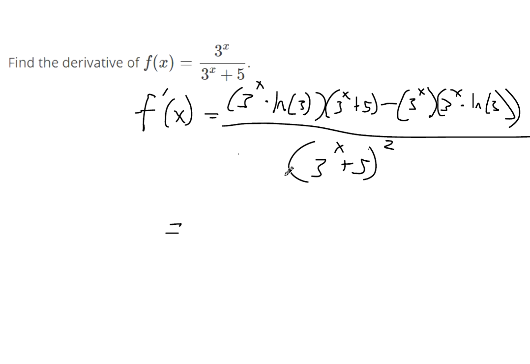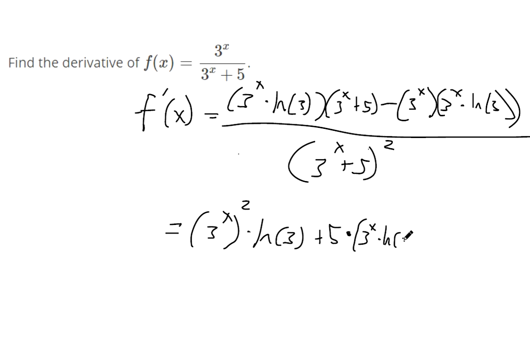So 3 to the x times 3 to the x makes 3 to the 2x, or you could say 3 to the x squared because it's multiplying by itself, times natural log 3. And then here times this, we just have to have that 5 as a coefficient. And then we're supposed to subtract this. Now if you have 3 to the x times 3 to the x, that's something times itself. So 3 to the x squared, and then it's still natural log 3 over here.